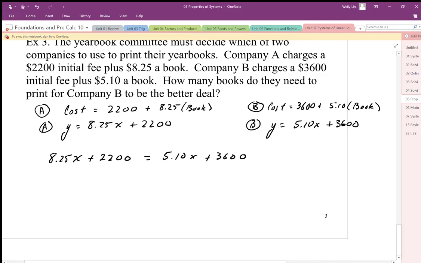So I'm going to solve this equation. Subtract 2,200 from both sides, so I end up with 1,400 on this side. I'm going to subtract $5.10 from both sides, so I end up with $3.15 per book. Okay, so I'm going to divide 1,400 by $3.15.